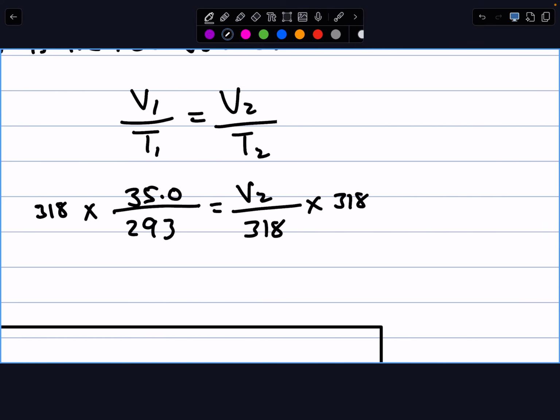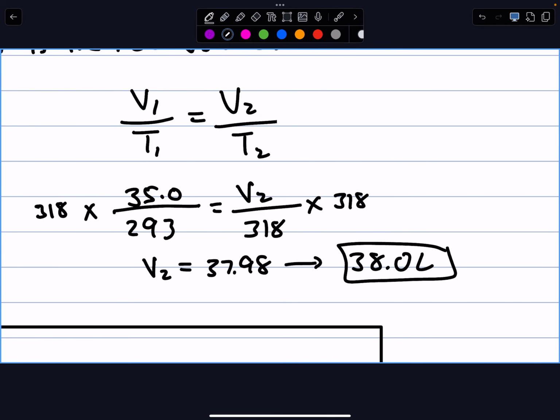That's what I thought you said, divided this part. No. Yeah, it gives you 37.99986. So V2 is equal to 37.98. How many sig figs? Three. Yep. My answer is 37. No, 38.0. Does that make sense?